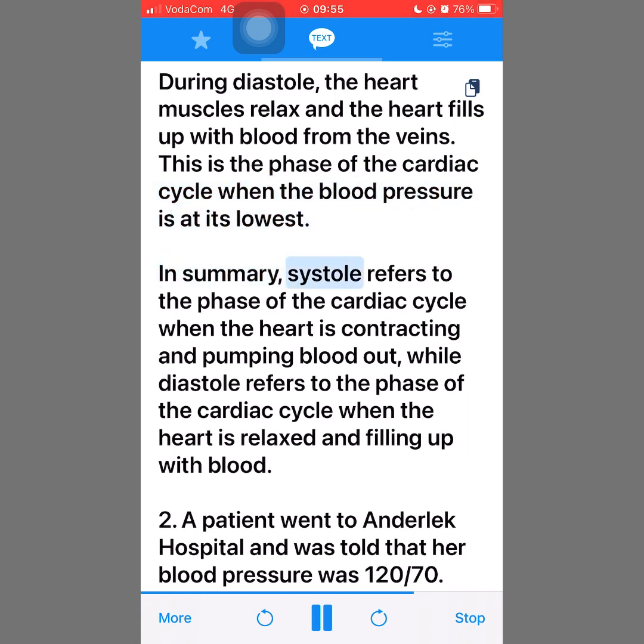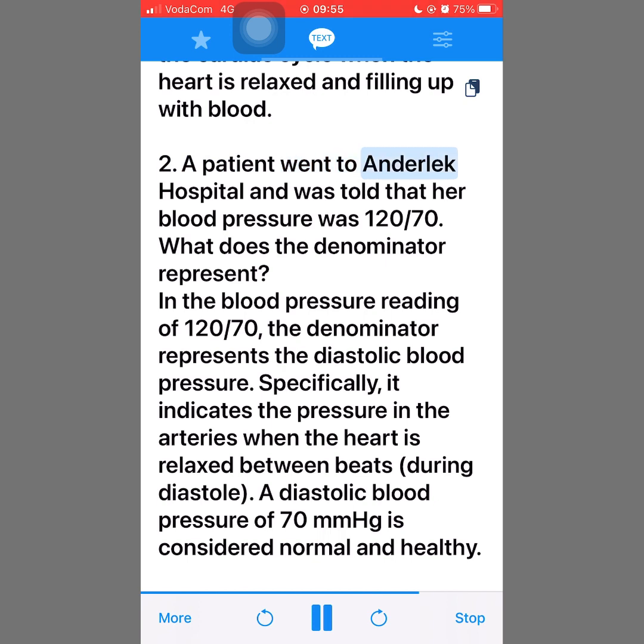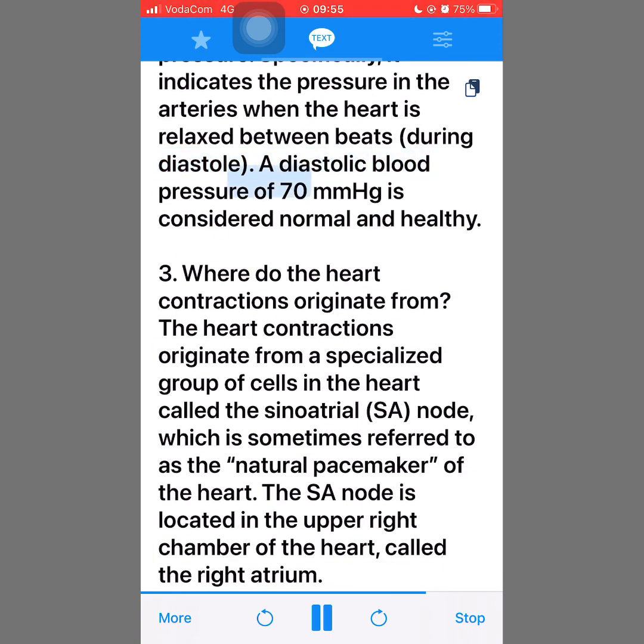In summary, systole refers to the phase of the cardiac cycle when the heart is contracting and pumping blood out, while diastole refers to the phase when the heart is relaxed and filling up with blood. 2. A patient went to Anderlecht Hospital and was told that her blood pressure was 120/70. What does the denominator represent? In the blood pressure reading of 120/70, the denominator represents the diastolic blood pressure. Specifically, it indicates the pressure in the arteries when the heart is relaxed between beats during diastole. A diastolic blood pressure of 70 mmHg is considered normal and healthy.